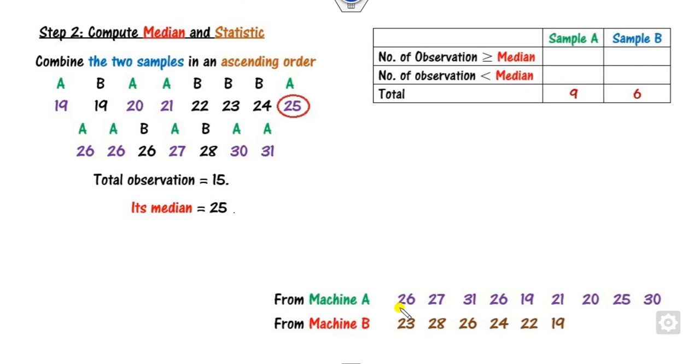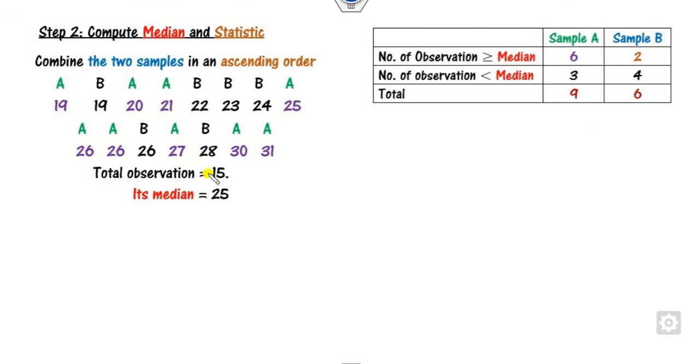Now look at how many observations in A are greater than or equal to 25. This is 1, 2, 3, 4, 5, 6. So this value is 6. How many observations in B are greater than this? This is 1, this is 2 only. Now since you got the values 6 and 2, the total is 9. You can find this value here. This is 4. Now this is step number 2.